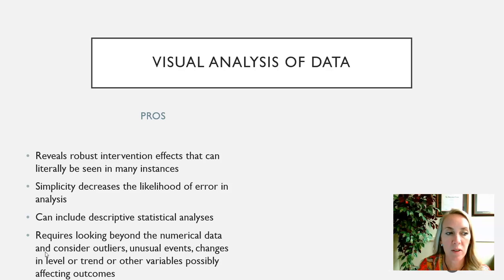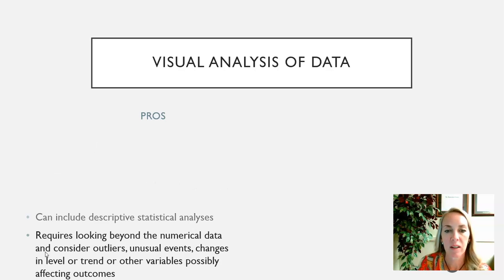So what are the pros of visual analysis? Well, it's simple. We can show robust interventions. It can include descriptive statistical analysis as well. We usually put that information on bar graphs. And we're going to look past the numerical data and look for any unusual events and outliers so that we can really tweak our interventions to be most effective for our individual students.